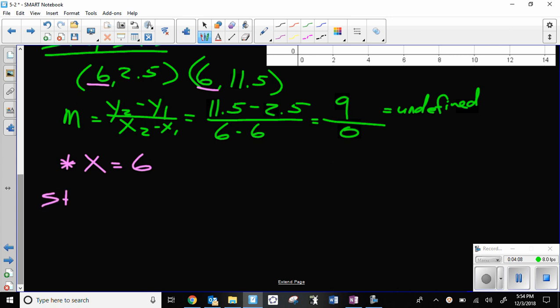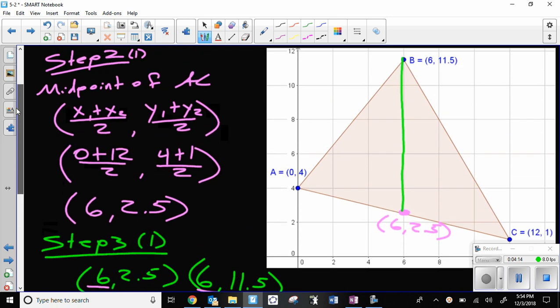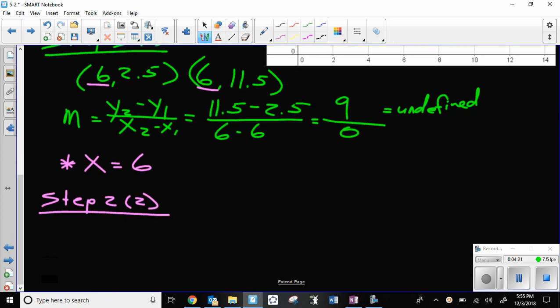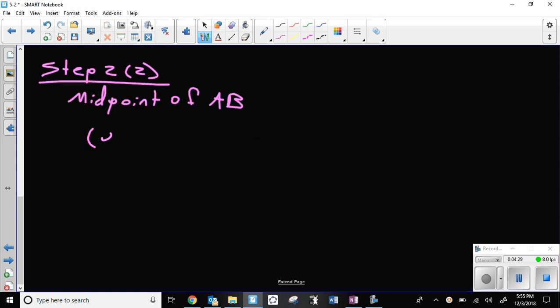We're going to go on. We're going to do step 2 again, for the second time, so we're going to find another midpoint. Let's use AB this time. So we're going to use our points for AB. Midpoint of AB, which we had 0, 4 and 6, comma 11.5.